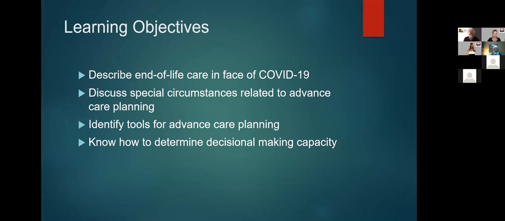So again, we're looking at advanced care planning. Today's objectives are to describe how we've looked at end-of-life care in the face of the pandemic. We'd like to look at special circumstances that relate to advanced care planning, and then also to identify tools that help structure advanced care planning. And then finally, just a very brief introduction on how to determine decision-making capacity, as mentioned in our poll questions.